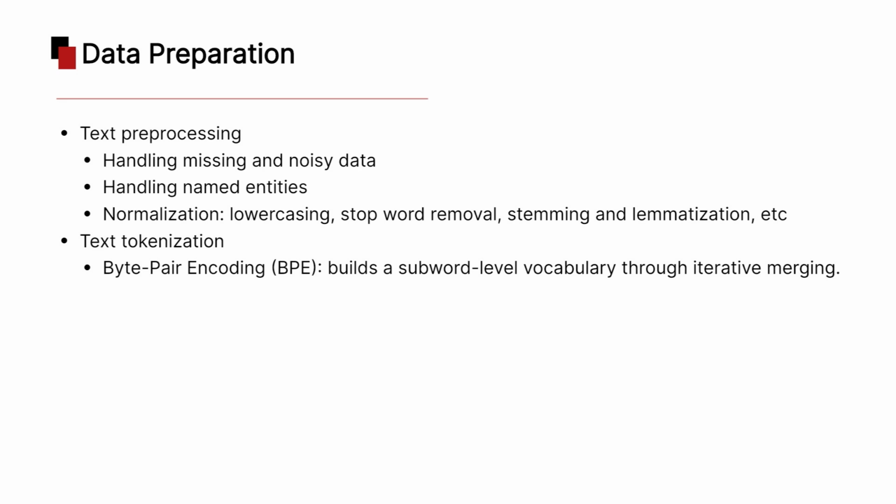This layer computes a probability distribution over the entire target language vocabulary for the next token to generate. The token with the highest probability, or sampled according to a strategy, is selected and appended to the output sequence. This process repeats until an end-of-sequence token is produced.